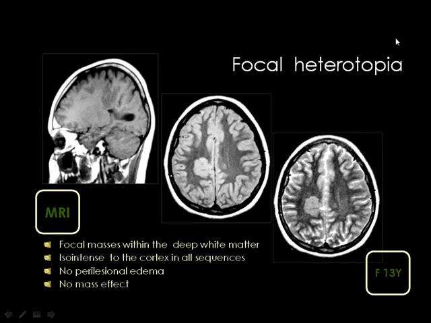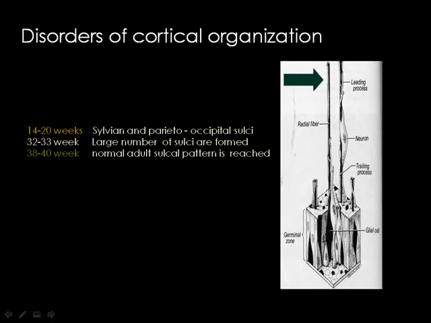Then this is the focal heterotopia, a focal mass of normal cortex within the white matter, and if you do a T1, it will simulate the cortex. T2, it will simulate the cortex. There is no edema around this suspected lesion. There is no mass effect, and there is no enhancement if you inject contrast material.